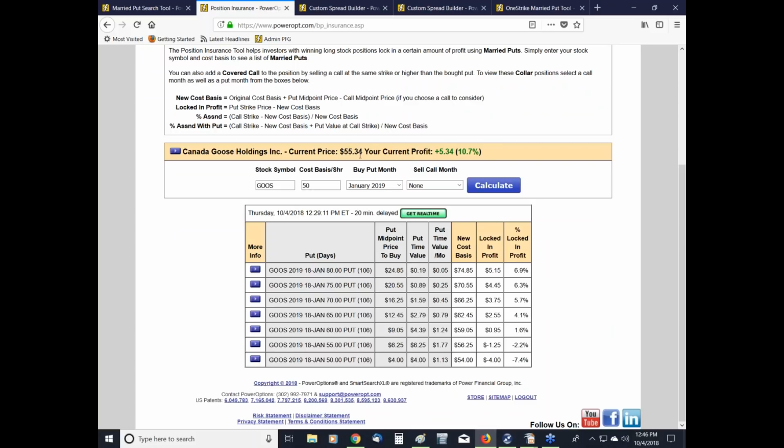With the stock trading right at about 55.35, not too great. It's kind of expensive, but I can have a bulletproof trade for the next 3.5 months. No risk going in, and I could still do different adjustments. Let's take a look at that. Let's go to the profit and loss chart here.